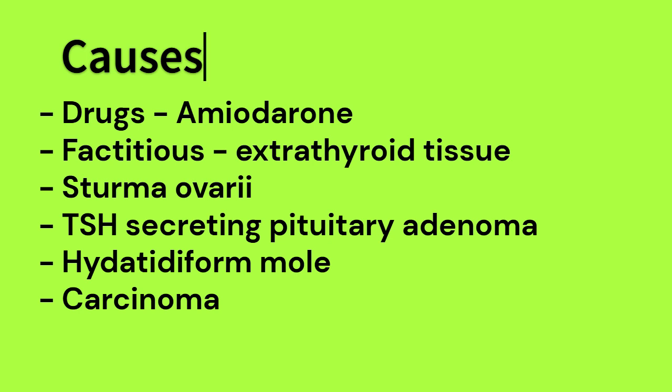Then we can also have struma ovarii, which is a tumor causing increased thyroid hormone secretion, and this tumor is located in the ovary. An adenoma present in the pituitary, which secretes excess TSH, can also lead to an increase in the amount of thyroid hormones because TSH stimulates the production of the thyroid hormones. Another tumor which is responsible for increased thyroid hormone levels is hydatidiform mole. So we will see thyrotoxicosis or hyperthyroidism in hydatidiform mole as well. Next, thyroid carcinoma can also lead to increased production of thyroid hormones.